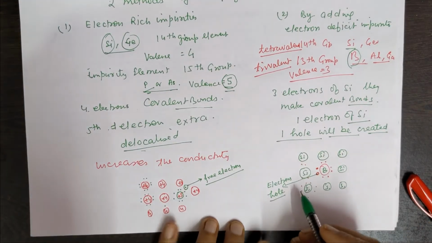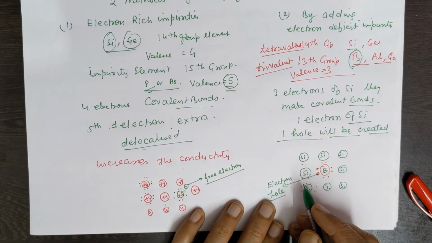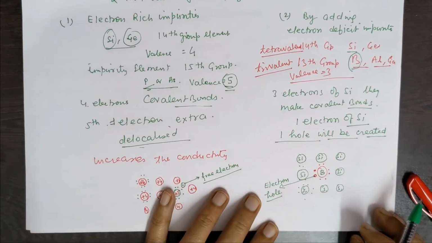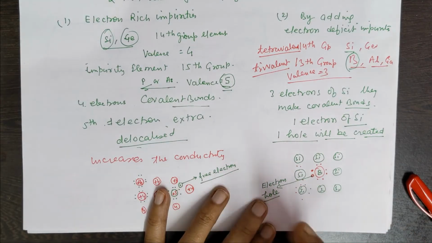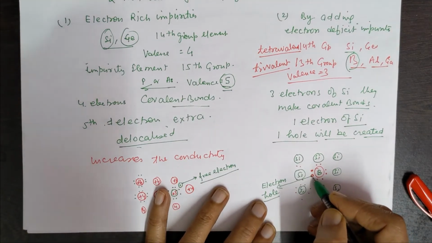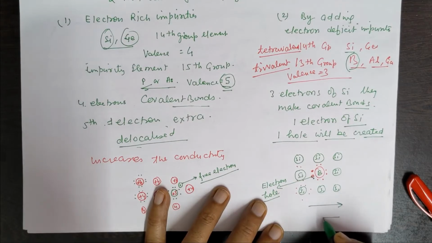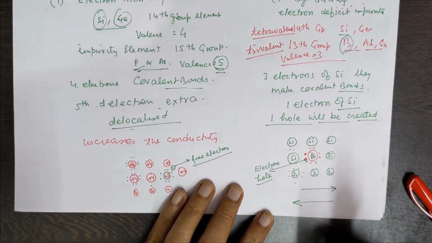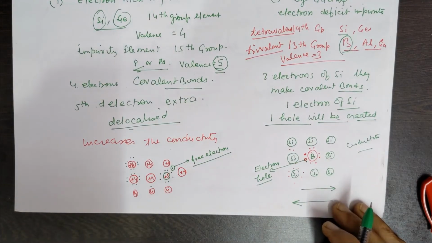How will the electron hole be filled? One electron from a nearby atom of silicon will fill this hole and leave behind a new hole in its own place. The atom that gives its electron to fill the hole will have an electron hole created in its own place. So if the electron is moving in this direction, then the hole will move in this direction, opposite to the movement of electron. This is how the conductivity takes place in this type, by adding electron deficit impurities.